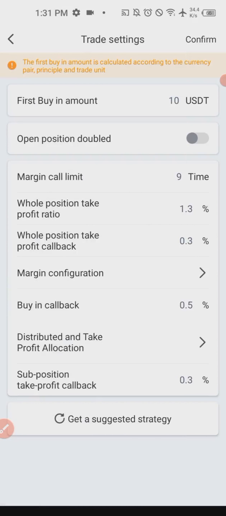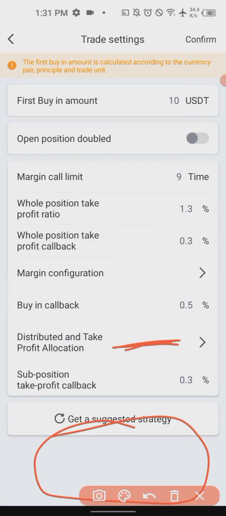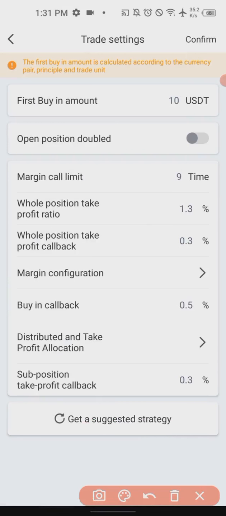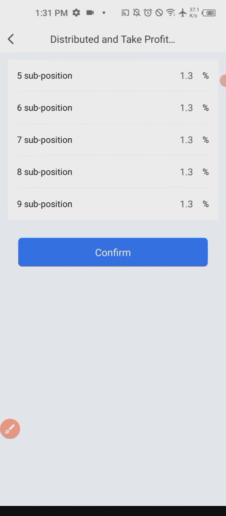So now that has confirmed, I'll come to this part here, which is the distributed take profit allocation. This is a new feature, a recent feature, which was done on the 1st of July. Let me explain how this feature works. Remember, we have nine margin calls. Now, this is the normal analogy. Let me show you why this feature is very interesting.